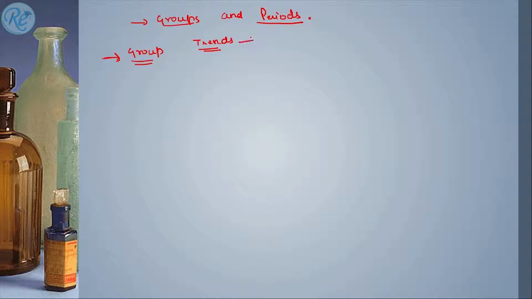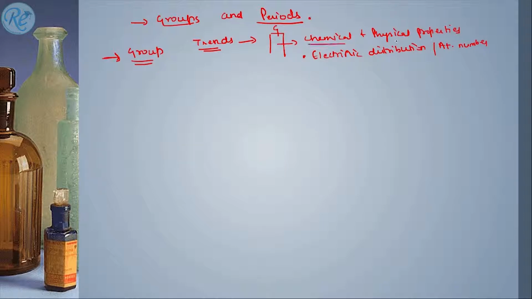Now, the motive was to arrange the elements in such a way that elements in one group should have the same chemical and physical properties. And as we know, electronic distribution or the atomic number was the fundamental quantity for that. So let us see the electronic distribution of elements in one group and let us see how we can justify that chemical and physical properties will be the same for all the elements in one group.